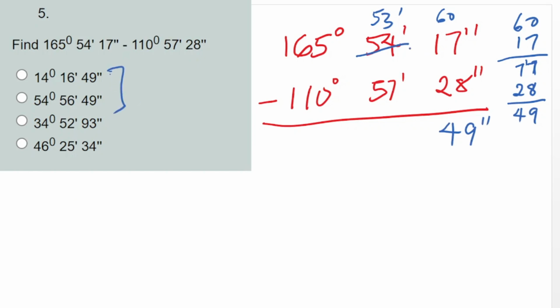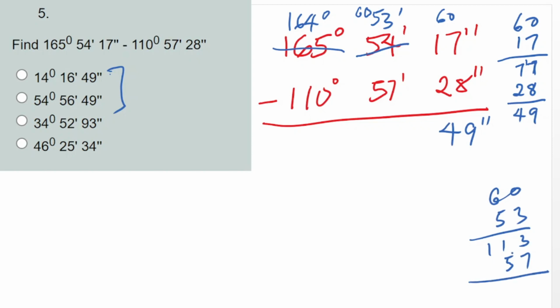All right. So then we subtract 57 from 53. It's not possible. We have to take from this one again. So this will remain 164 degrees. Then the one we are taking from it becomes 60 minutes. So that means we are saying 60 plus 53. That is 113. So 113 minus 57 now. This is going to give us 6, and we take 1 here, then it becomes 10 here. That gives us what? 5. So this will give us 56.